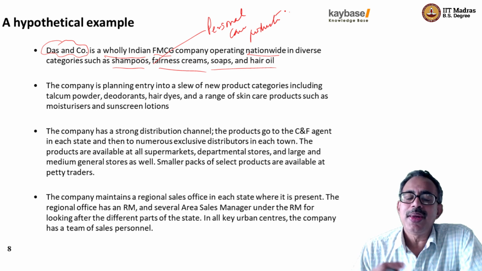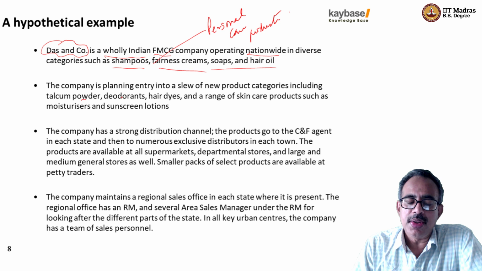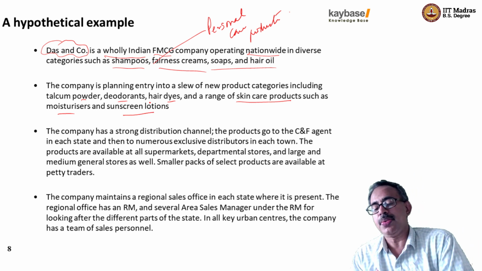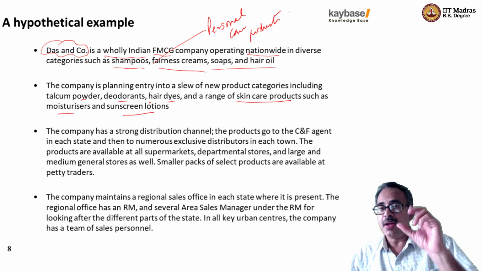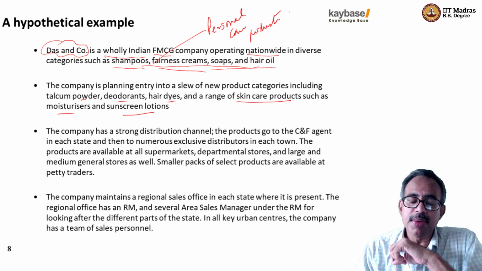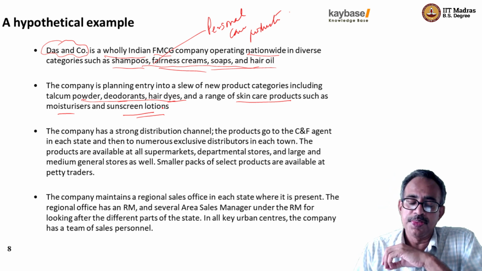Now the company is planning to enter into new product categories. Right, these are talcum powder, deodorants, hair dyes, skincare products such as moisturizers, sunscreen lotions, which are also personal care products. So, the relevant thing to remember is that the kind of shops which have these products will be the same kind of shops which have these products as well, which is what brings us to the question of channel satisfaction. So, the company in this hypothetical example has a strong distribution channel.